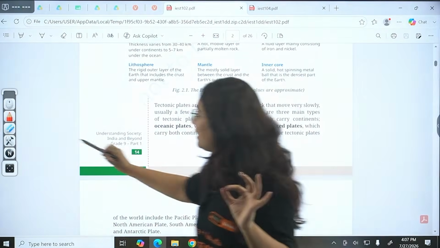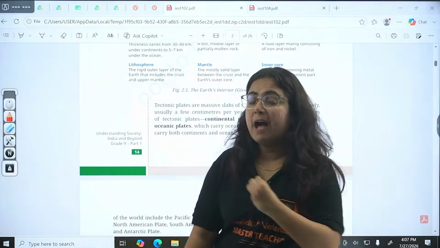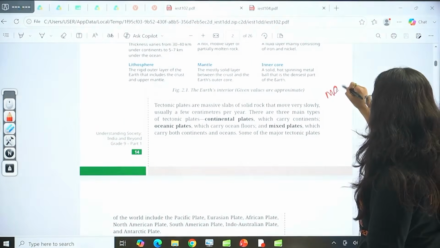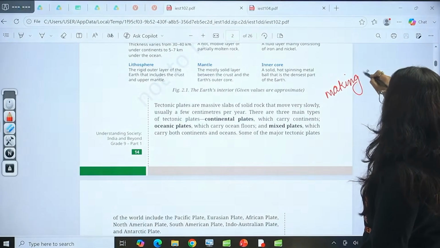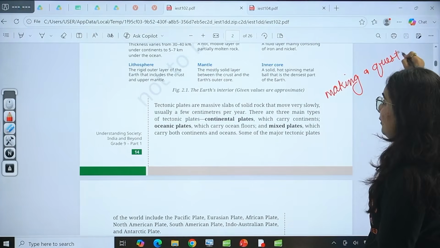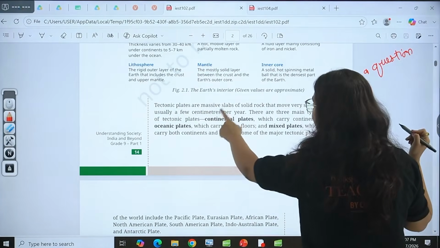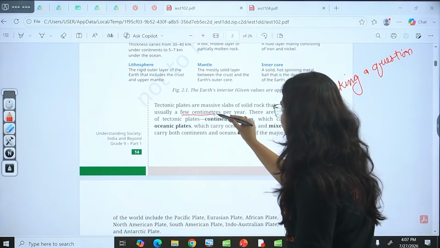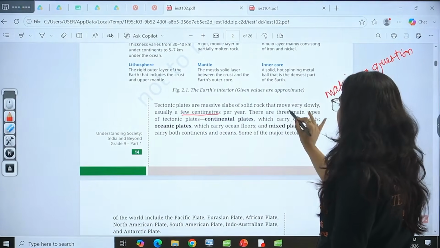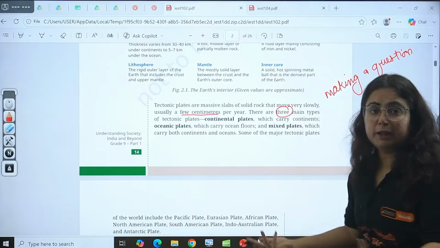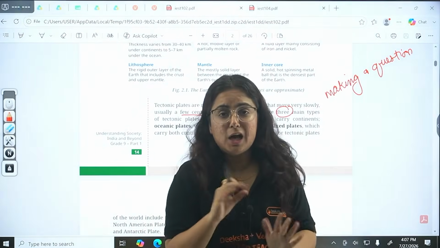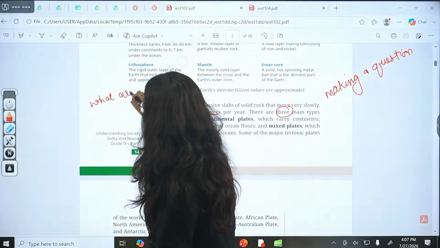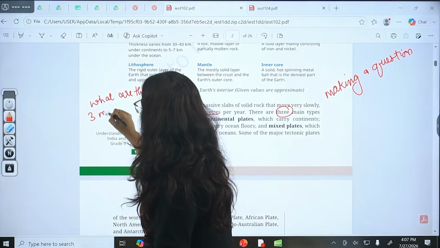Acha, whenever you are reading the NCERT, one habit that I want in each of my students is making a question by themselves. Making a question by themselves, like tectonic plates are massive slabs of solid rock that move very slowly, usually a few centimeters per year. There are 3 main types of tectonic plates. Don't you think a question can come from here? Yes. What are the 3 main types of tectonic plates?